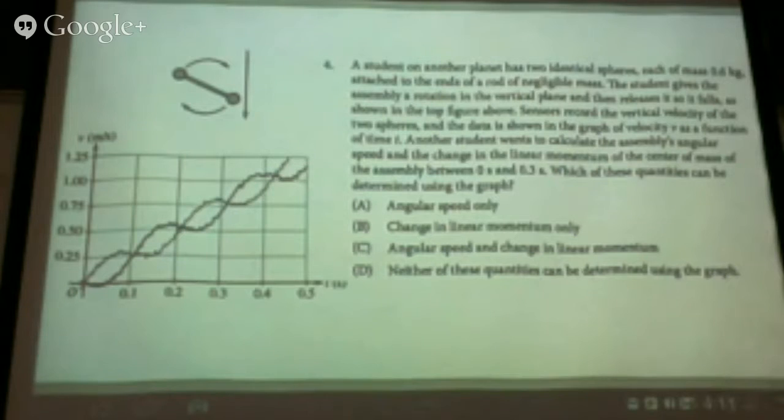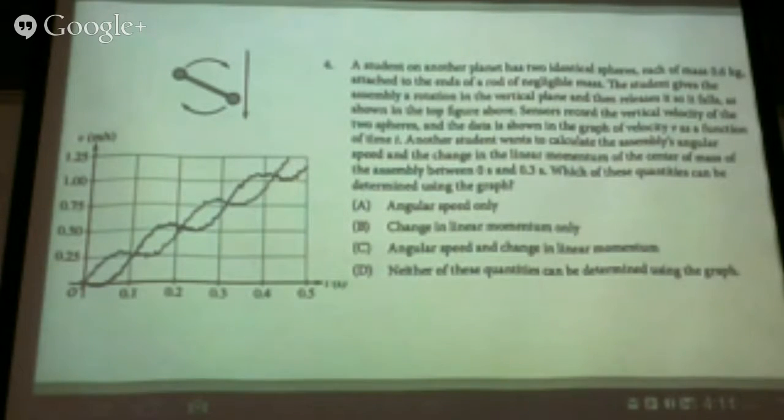Can we also find linear momentum? Well, or the change in linear momentum from 0 to 0.3 seconds. If I want to find linear momentum, I need to know the masses of these objects and how fast they're moving and how that changes from 0 to 0.3 seconds. So take a look at the graph and the information that's given to me. Do I know the masses of the objects first off? Masses are given, yeah. 0.6 kilograms.